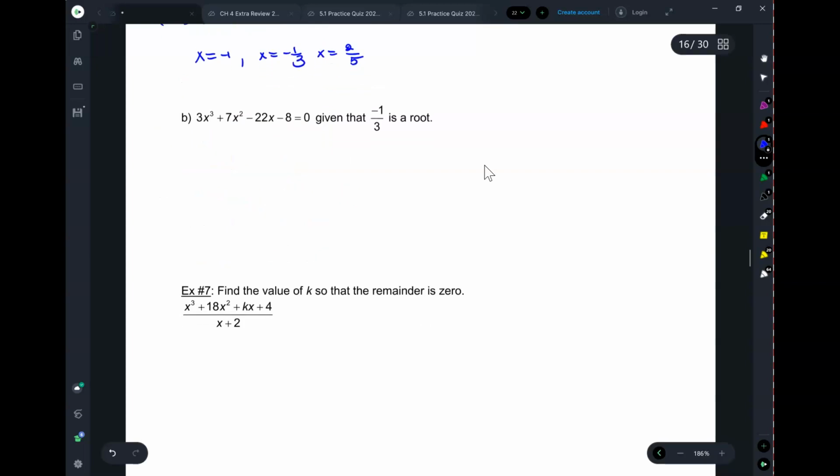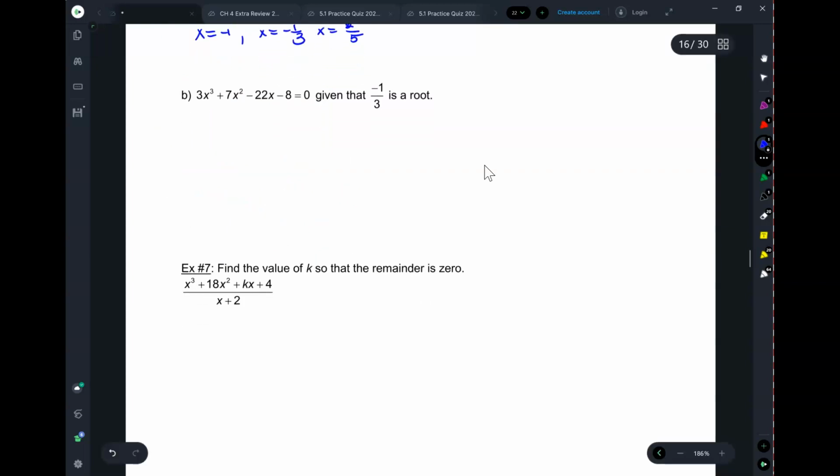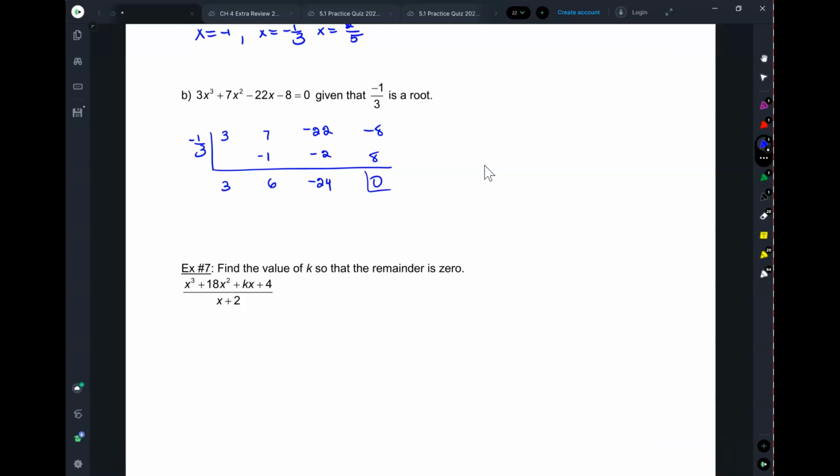So here, we're going to solve this given that -1/3 is a root. So -1/3 goes out here, and then we have 3, 7, -22, -8. 3 times -1/3 gives you -1. 6, -2, -24, 8, 0. If you don't get a 0 there, you've made a mistake, because it's a root.